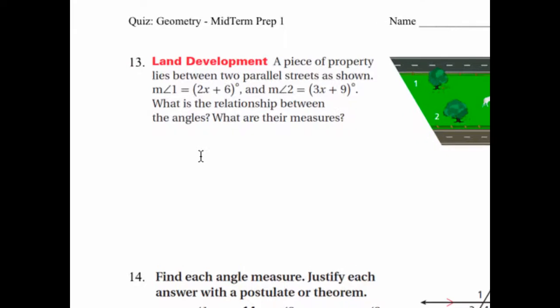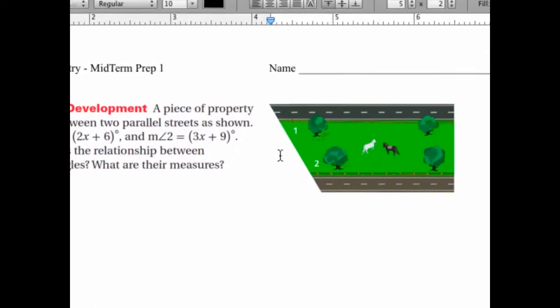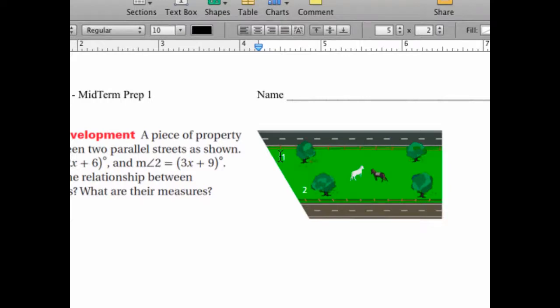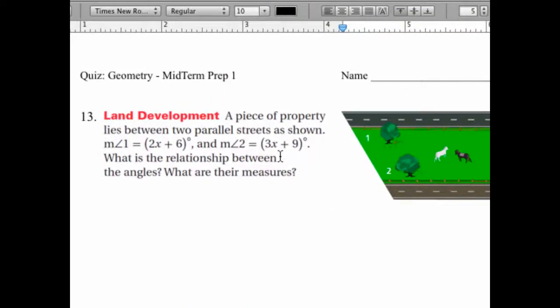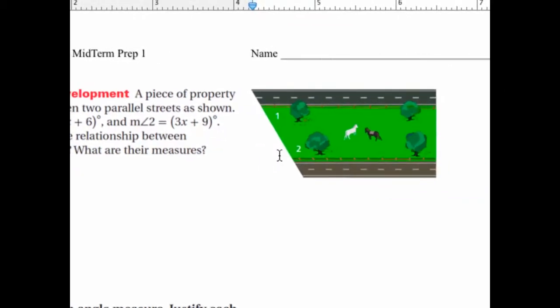So 2 times 33 is 66. 66 plus 6 is 72, so angle 1 is 72 degrees. 3 times 33 is 99. 99 plus 9 is 108, so angle 2 is 108 degrees. And there it is.